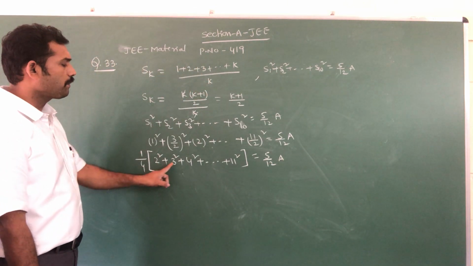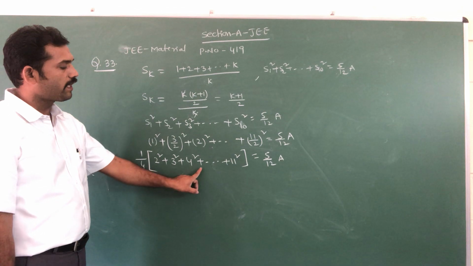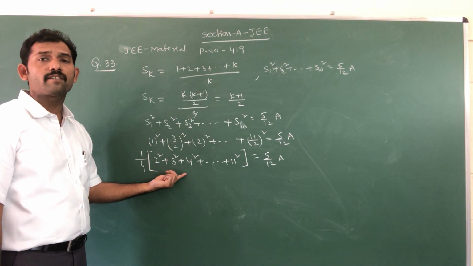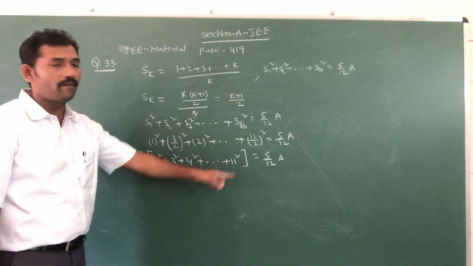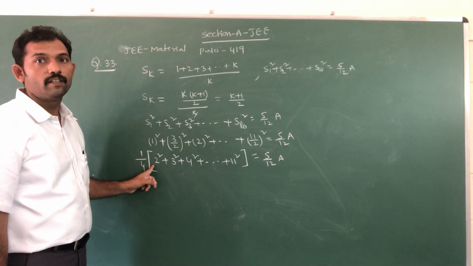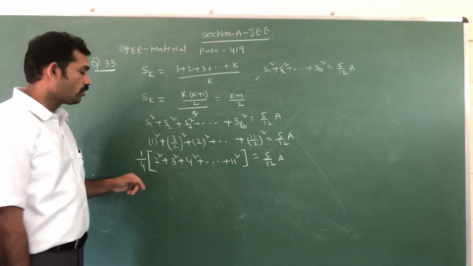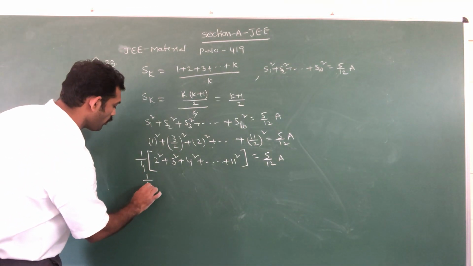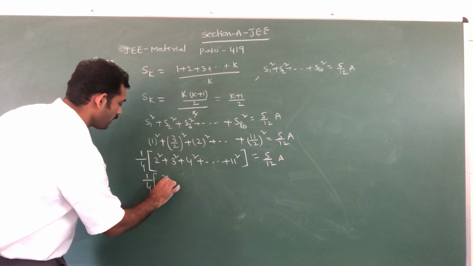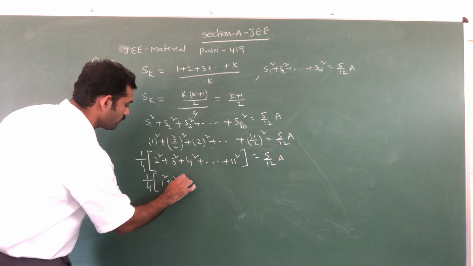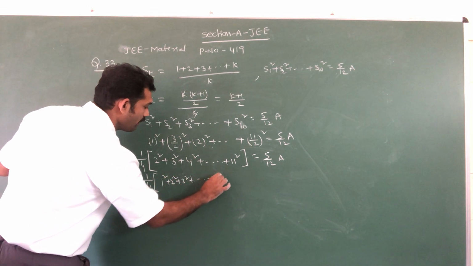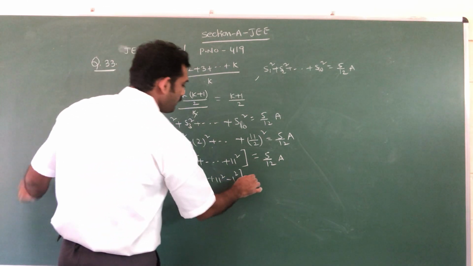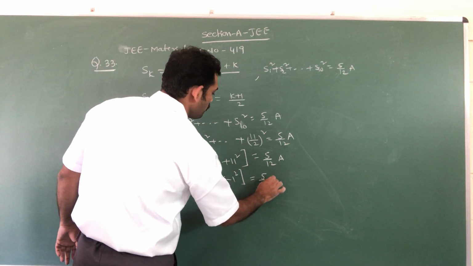So 2 square plus 3 square plus 4 square plus and so on 11 square. This is the sum of squares of terms up to 11 terms, but the first term is not there. So you have to add and subtract the value. So 1 by 4 of 1 square plus 2 square plus 3 square plus and so on 11 square minus 1 square, added and subtracted, is equal to 5 by 12 into A.